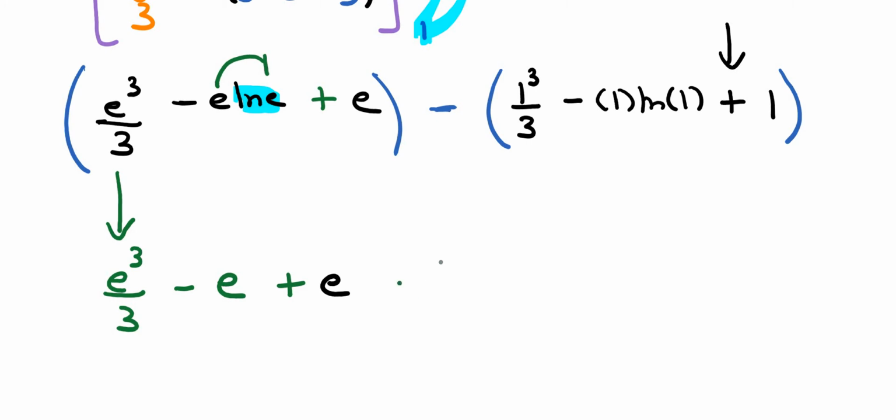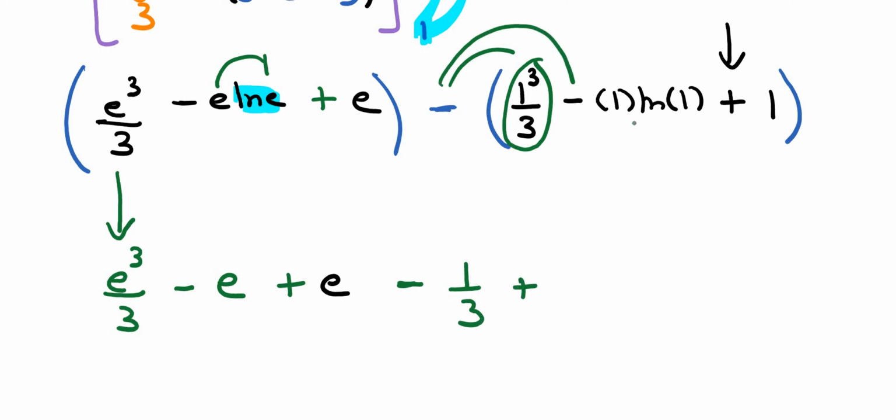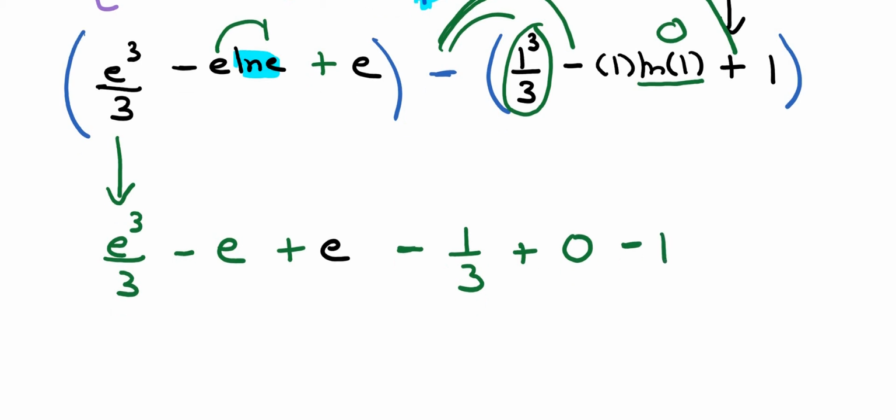And then I have a minus, minus what? I have a minus 1/3. Then I have a plus... well, ln of 1 is going to be 0, so that's going to be just 0. And then a minus and a positive is going to give me minus 1 at the very end there.